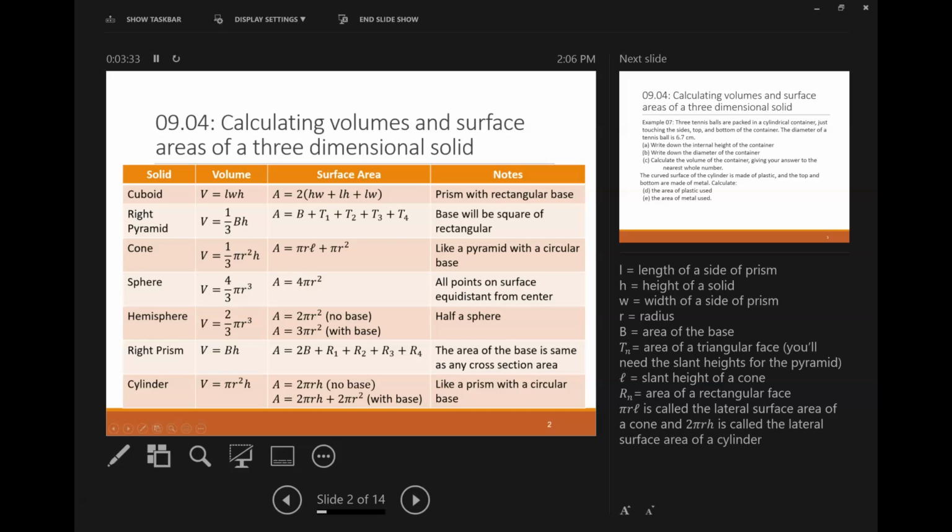Sphere. What is the R? Radius. Hemisphere. What is the R? Radius. What do you notice the relationship between a sphere and a hemisphere is with the volumes? It's half. Right? Half of 4/3 is 2/3. Half of 4 pi r squared is 2 pi r squared. What do we mean when I have no base and with base? If it has a base, then you have to use 3. If there's nothing on the bottom, you use 4.